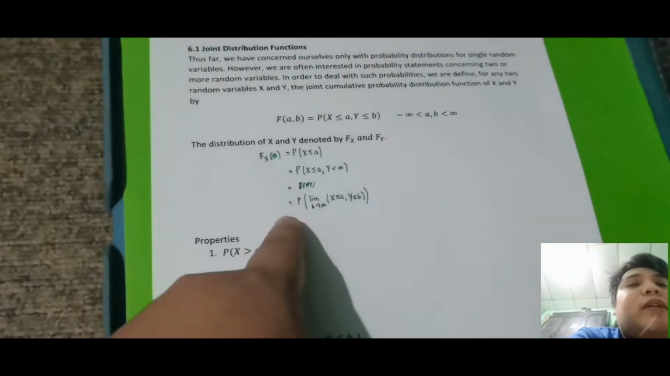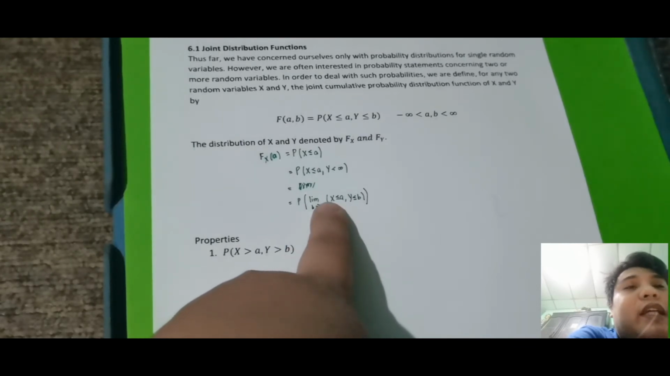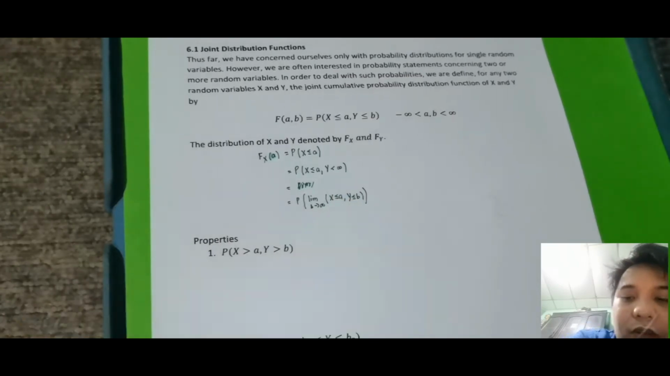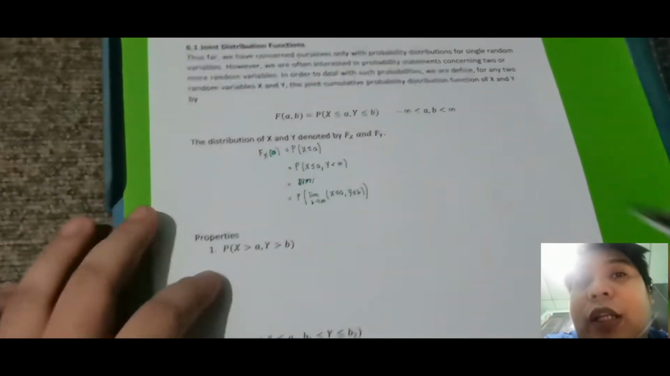Pag in-apply ko yung limit sa both ng yan, so limit as B approaches infinity ng X less than or equal to A is just X less than or equal to A. Limit as B approaches infinity ng Y less than or equal to B is just Y less than infinity lang. Okay, so now, apply natin yung continuous rule ng continuous function. So, kung nasa loob yung limit, lalabas sa loob ng probability.